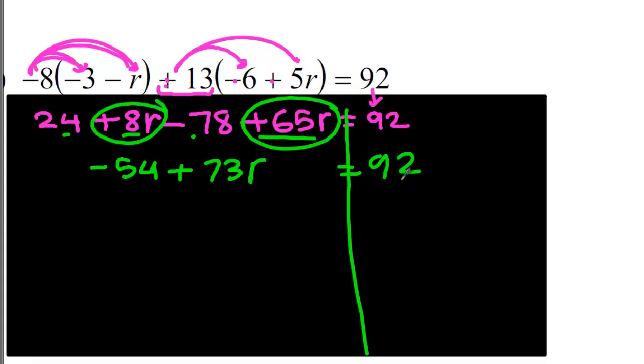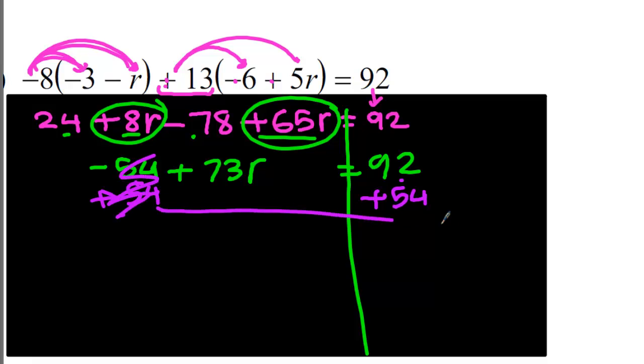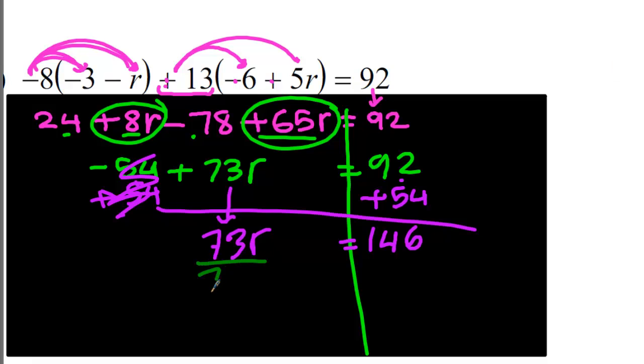Alright, the 92 has no r, negative 54 has no r, so we're going to move 54 over to the 92. So plus 54, plus 54. Rewrite. Equals, alright, that's 146. Last, divide by the coefficient of r.